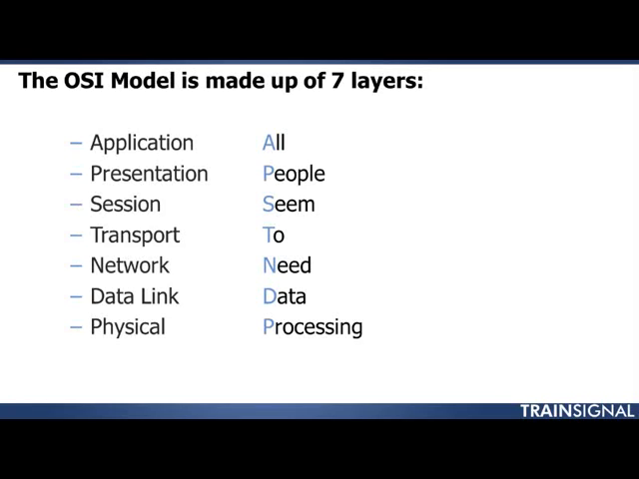And yeah, we're actually using the term data processing, which means you can tell we're going back a good number of years. Okay, so if you can remember the saying, all people seem to need data processing, from that, you can look at those first letters and say, all right, I can remember A, P, S, T, N, D, P. And with just a little bit of studying, you can then remember what those letters tie to as far as application, presentation, session, transport, network, data link, and physical.